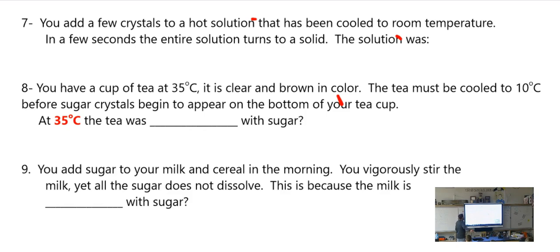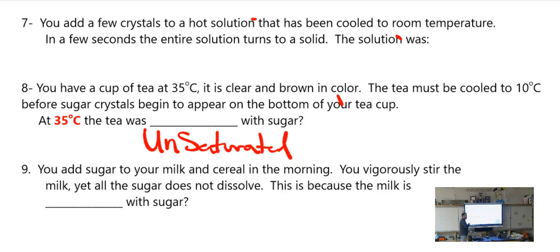All right, next. Number 8's the one that if you miss one, you'll typically miss number 8. If you have a cup of tea at 35, it is clear and brown in color. The tea must be cooled to 10 before sugar crystals begin to appear on the bottom of your teacup. At 35, the tea was unsaturated.